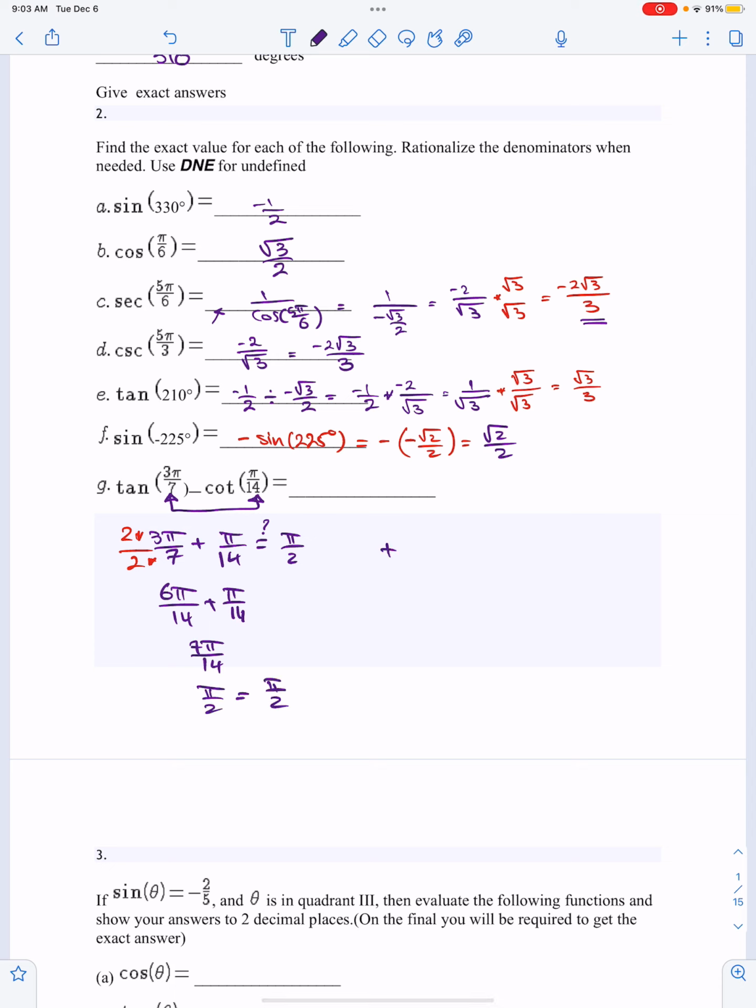As a result, tangent 3 pi over 7 is equal to cotangent pi over 14 because the angles are complements, so the cofunctions are equal, which means their difference is going to be equal to 0. If that is not the case, if you ended up with different angles that don't add up to pi over 2 or 90 degrees, then you're going to say, I don't have an exact answer because neither 3 pi over 7 nor pi over 14 is going to be on the unit circle.